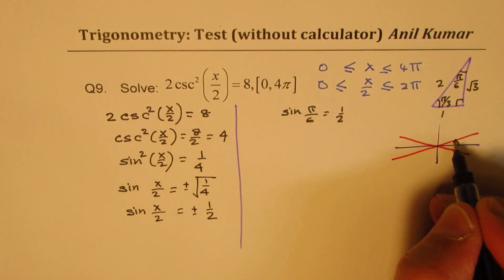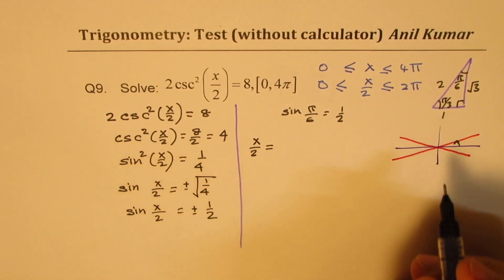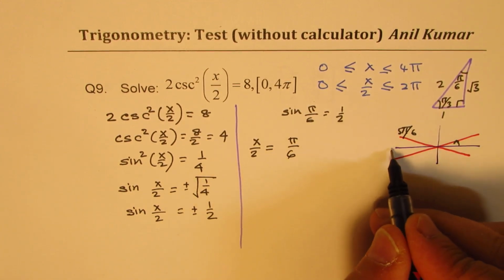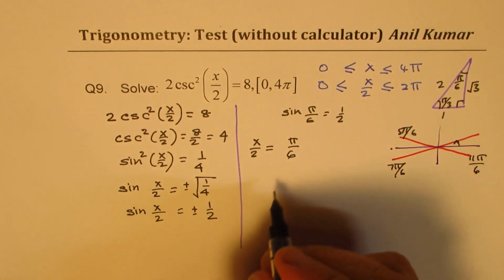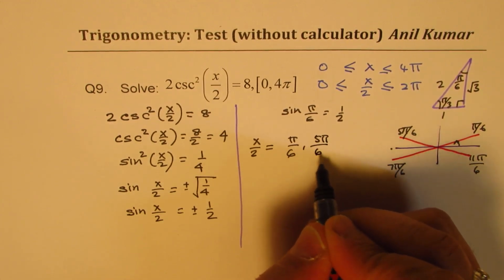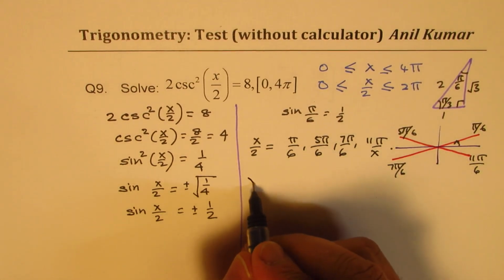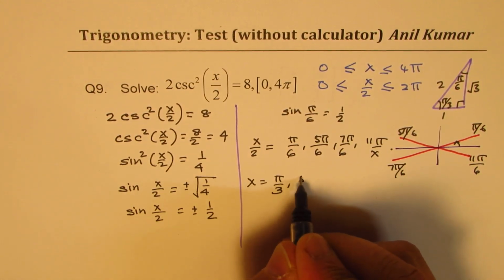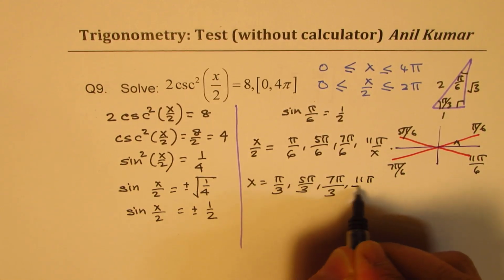So as you can see here, we have x by 2 as equal to pi by 6, 5 pi by 6, correct? This is 6, this is 7 pi by 6, and this is 11 pi by 6, correct? So we have pi by 6, 5 pi by 6, 7 pi by 6, and 11 pi by 6. So x is equal to, multiply them by 2. So we get pi by 3, 5 pi by 3, 7 pi by 3, and 11 pi by 3.